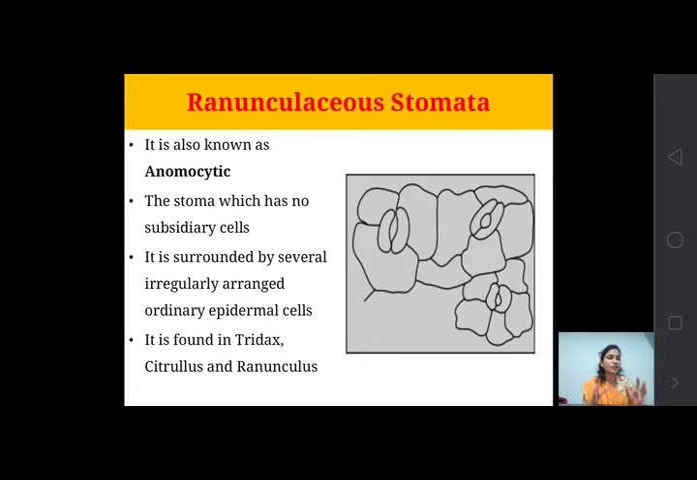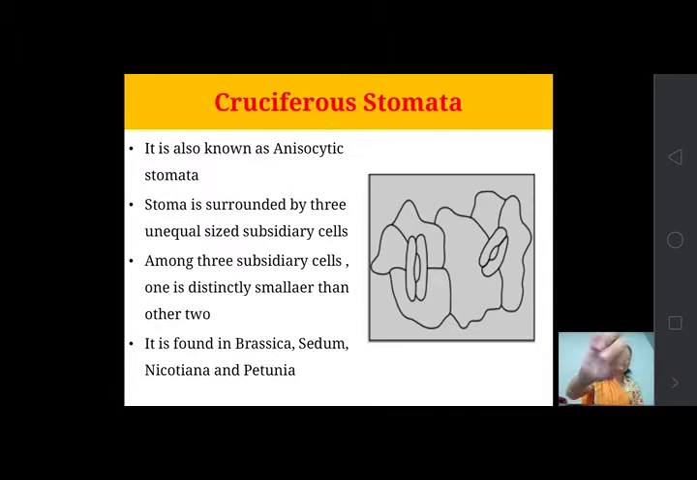It is not a specific arrangement. Okay, so there is no specific pattern. That is the ranunculus. If you can see this type of stomata on the leaf surface, then it is ranunculaceous stomata or anomocytic stomata. Yes. Next stomata is cruciferous stomata.